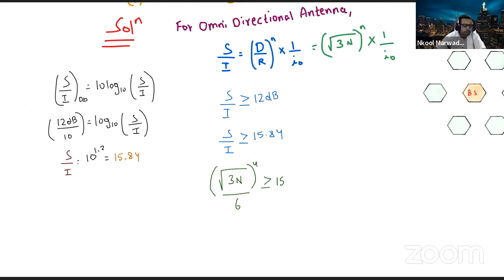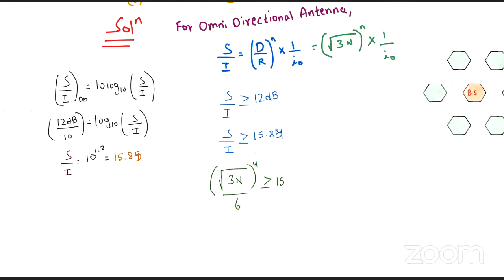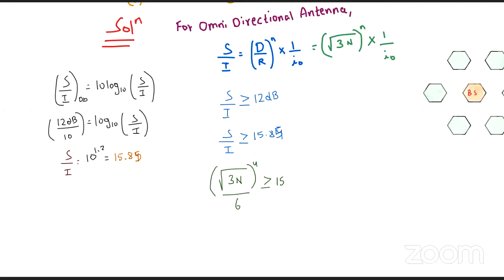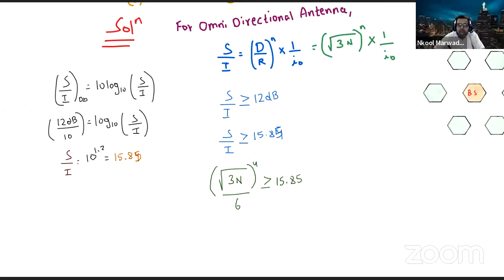After rounding off, because rounding off is very important, we will get 15.85. Let us be very precise. Always don't forget to round off. Two decimal digits is enough.